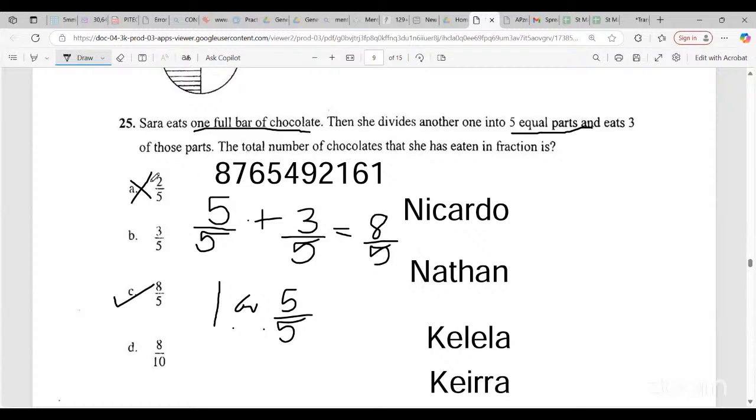All of these are less than 1, you know. 2/5, 3/5, 8 over 10. All of these are less than 1. But she ate 1 full bar. That's all. So that's one of the ways that you can look at it. Write down the information that is given and then you take it from there.